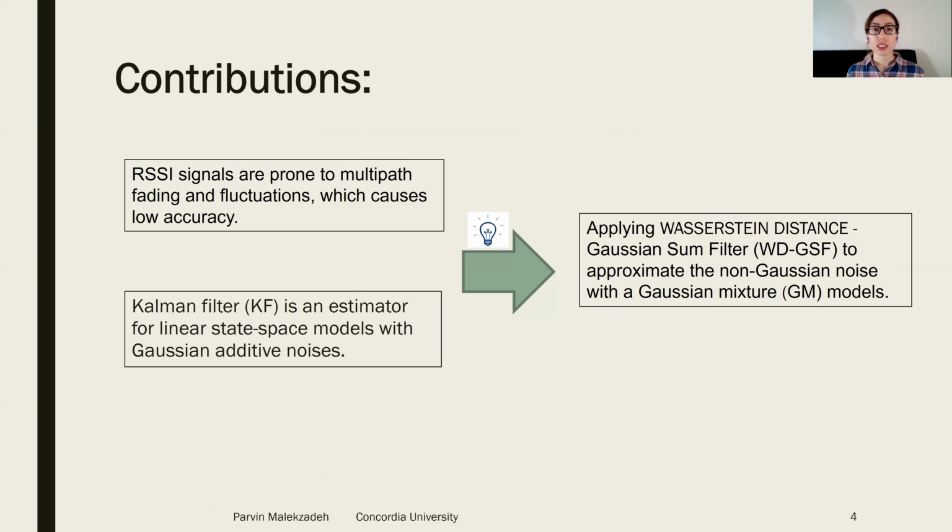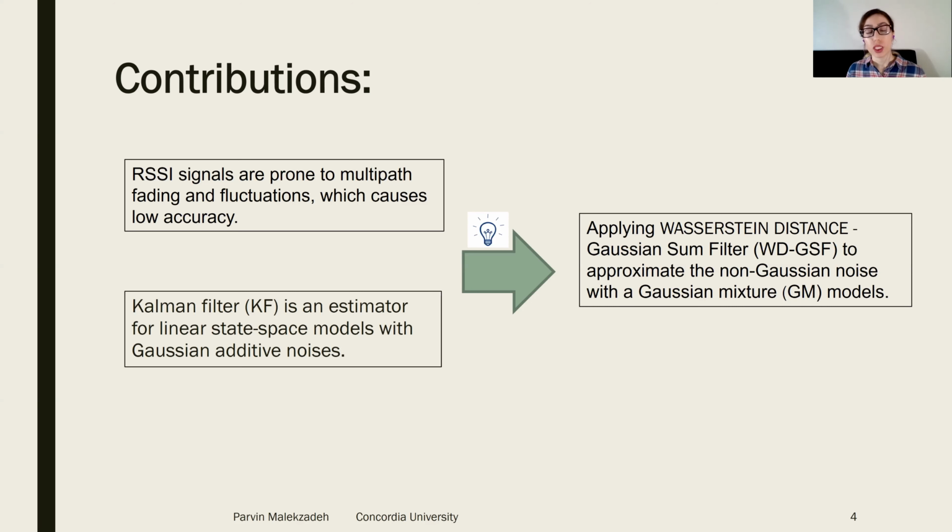As we know, RSSI signals are prone to noise, fluctuation, and fading, which causes low accuracy. One of the general methods for removing this noise and fluctuation is using the Kalman filter. But the Kalman filter is an estimator for a linear state space model with the assumption that the noises are Gaussian. But we know that in many cases, our noises are not Gaussian.